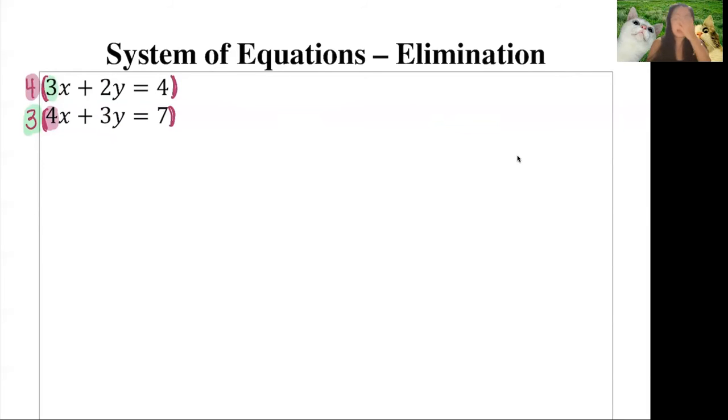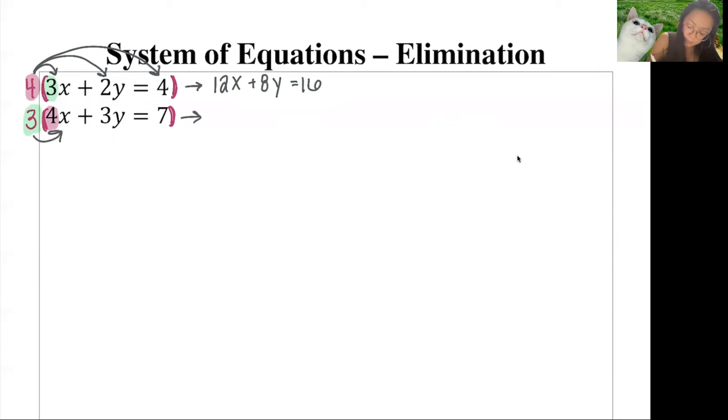Make sure when you are multiplying, I did suggest to you guys, draw the arrows. Otherwise, sometimes we end up messing up. So 4 times 3x gives us 12x. 4 times 2y gives us positive 8y. And then 4 times 4 gives us 16. Do the same thing for the bottom equation. 3 times 4x is 12x. 3 times 3y is positive 9y. And 3 times positive 7 is positive 21.